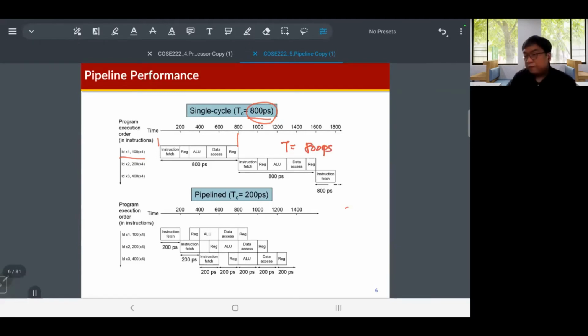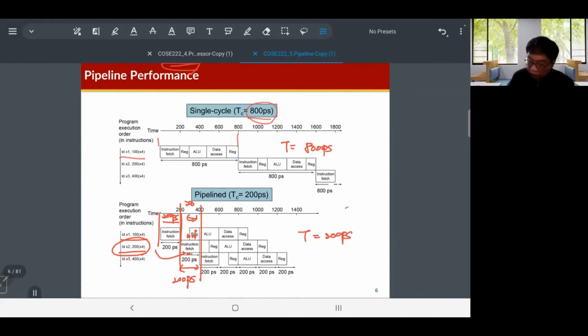But in the pipeline processor, during this instruction fetch stage, the first instruction consumes 200 picosecond, and then for the next 200 picosecond, this first instruction is in the ID stage, like 100 picosecond for the register file, and then the next instruction can be in the instruction fetch stage. So this clock period is just 200 picosecond. So T becomes 200 picosecond.